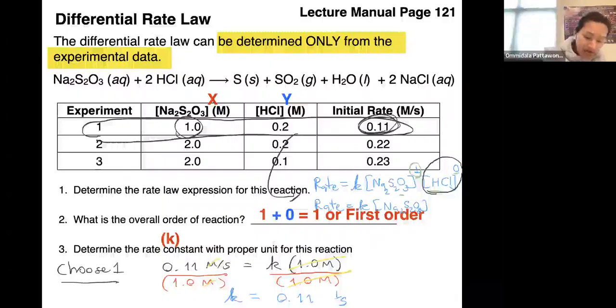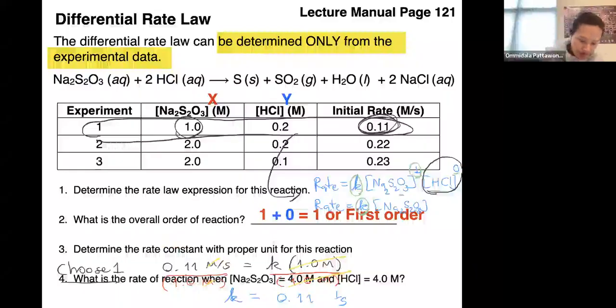So what does this k tell us? Well, if you put this together, you can now replace k with the value that we just calculated. The rate law with the known value of k is very useful because it can be used to predict the rate of other conditions that we have not run as well. What do I mean by that?